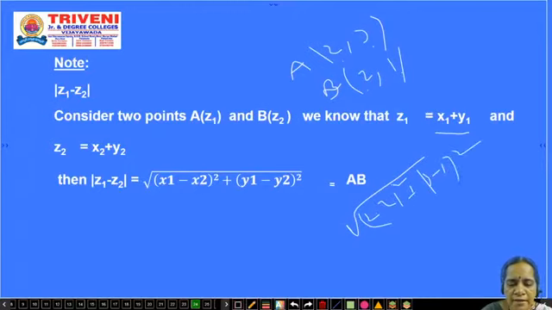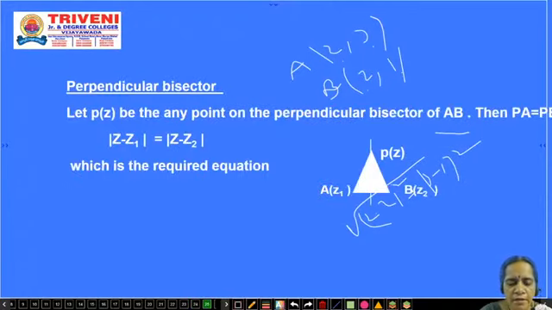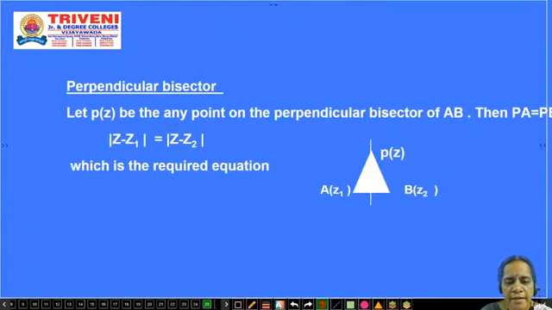This is how to find the value of the distance between two complex numbers like this. Okay, and then next one is perpendicular bisector. What is meant by perpendicular bisector? All of you know that, let P of z be any point on the perpendicular bisector of AB.